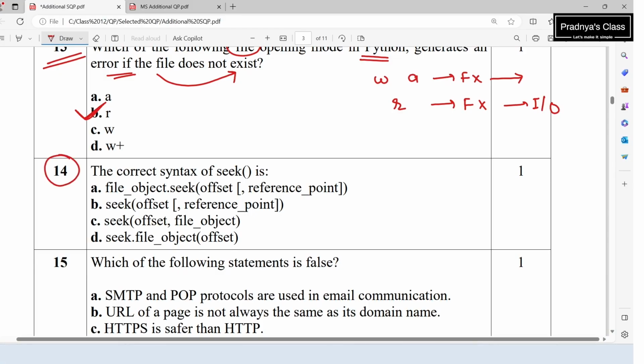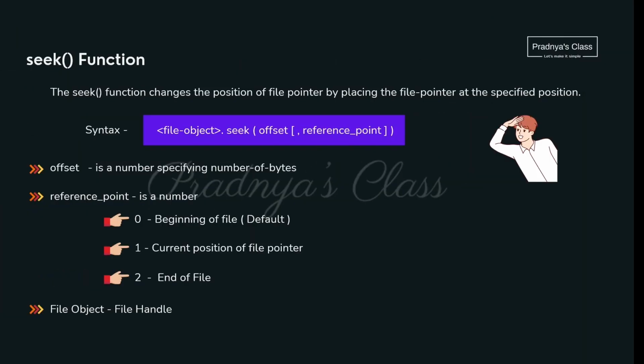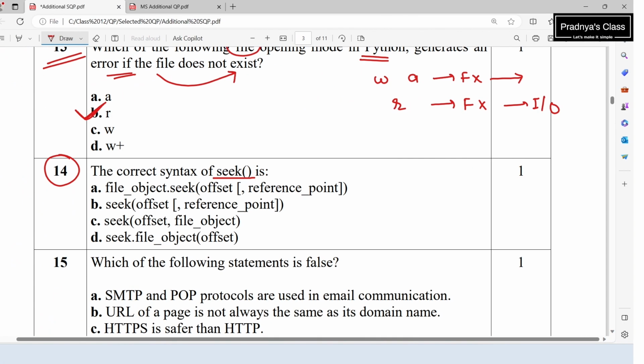What is the correct syntax of seek function? Here is the complete syntax for you. Seek means, you know, to find out. Seek function is used along with file object, and there are two parameters. First is offset. Offset is a number which specifies the number of bytes. And the second parameter is optional, that is reference point. It is a number which indicates the position of the file. Okay, now tell me what is the correct option. You are absolutely right. It is A.